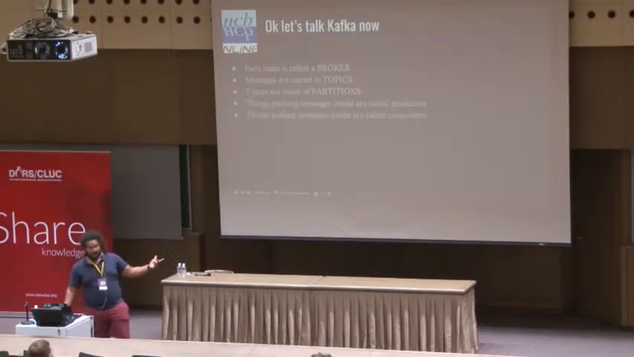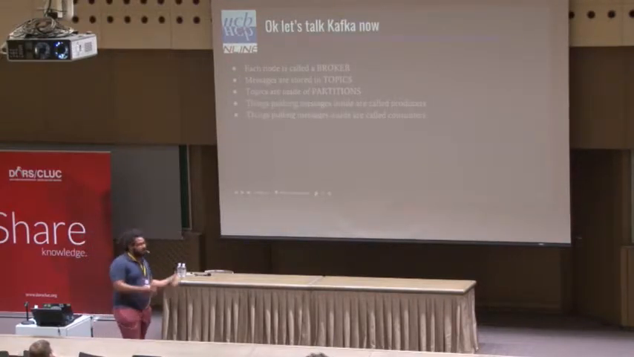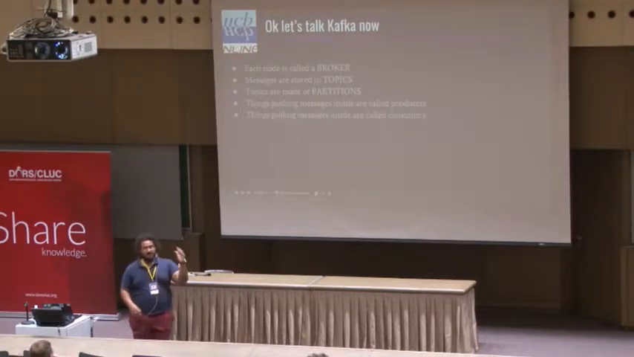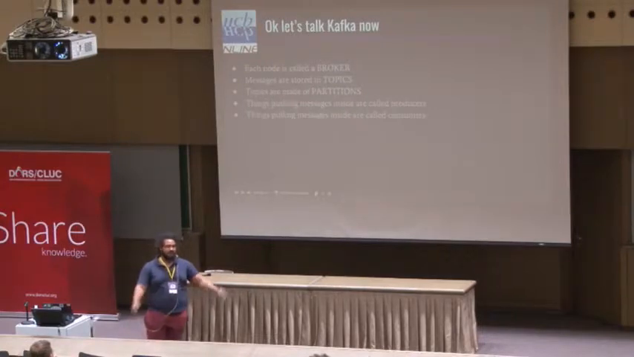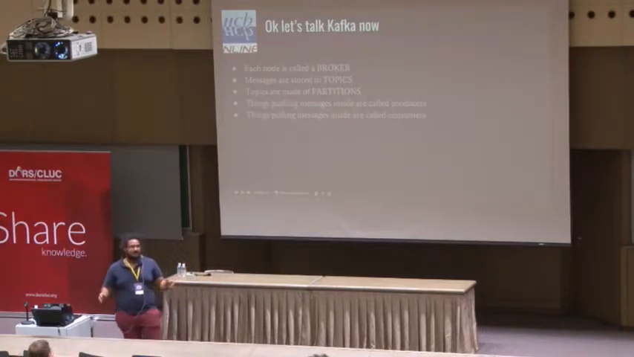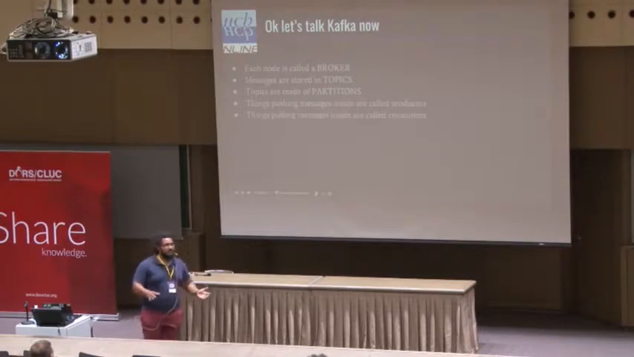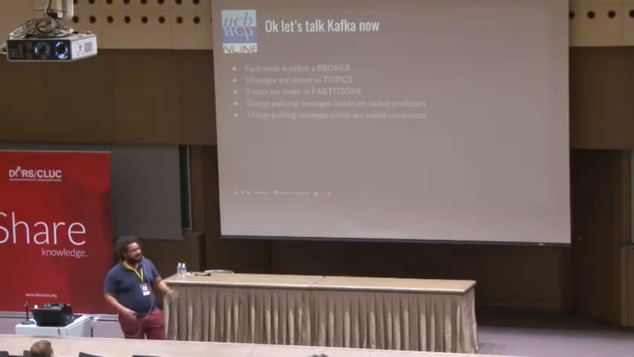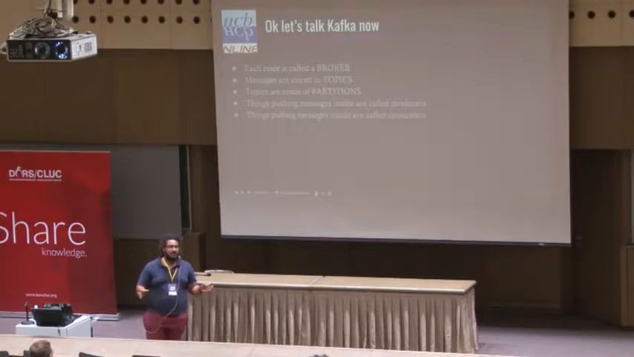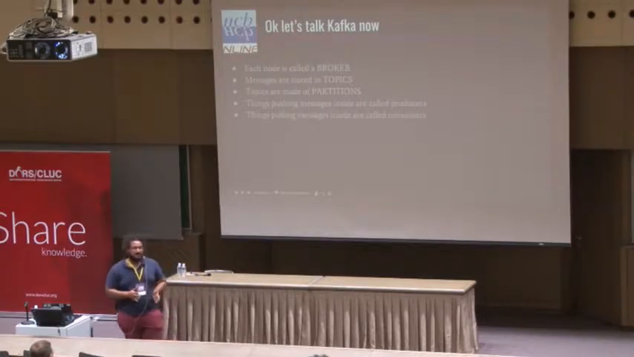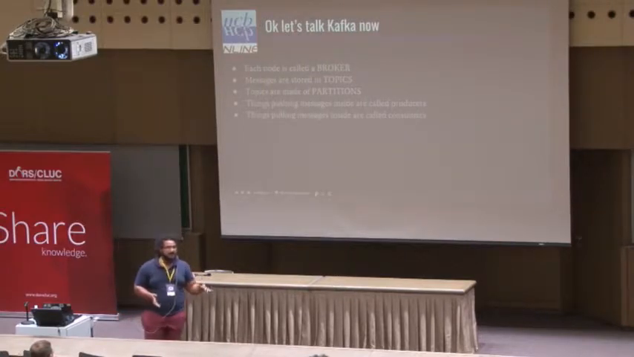So now let's talk Kafka. In Kafka, when you open the documentation, you're immediately bombarded with new lingo. You have something called brokers, topics, partitions, consumers, producers, whatever. These are all very easy, but you have to start reading the documentation. Each node in the cluster is called a broker. All the messages that you push to the broker are split into topics, and each logical representation of a topic is made of partitions.